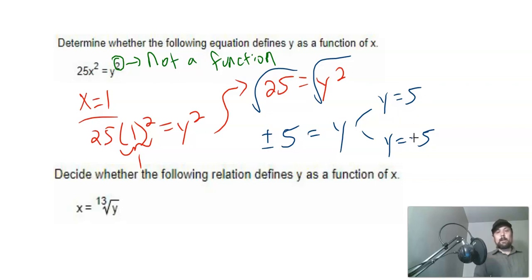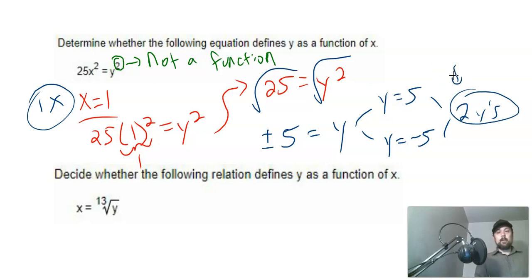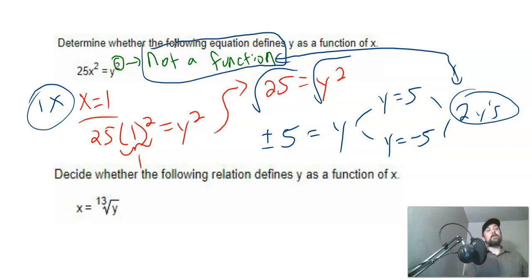Undo that. Okay, let's do that negative sign again. What I want to say here is there's 2 y's, right? So we have 1 x, 2 different y's. I already wrote it down. I'll just point to it over here. So it's not a function. So that's how you would determine if an equation is a function, by experiment. Plug a number in for x, solve it for y, see how many answers you get.